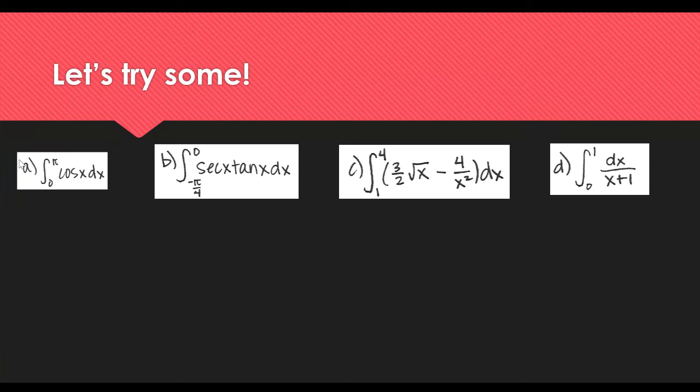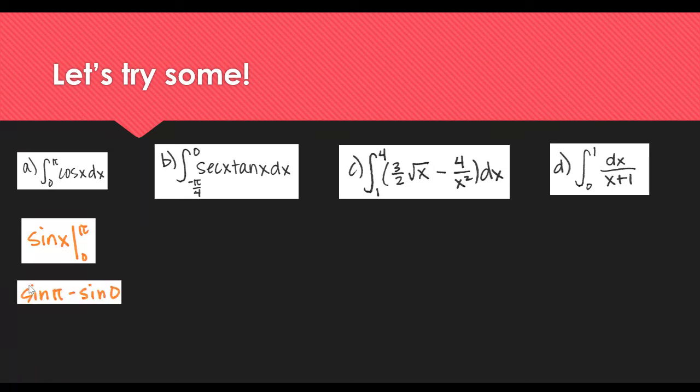So our first example, letter A, we want the integral from 0 to pi of cosine x dx. So the first thing we're going to do is just find the antiderivative of cosine, which is sine, from 0 to pi. And so then that just means I'm going to plug in pi, and I'm going to plug in 0, and I'm going to subtract. So sine of pi minus sine of 0. Well, I know sine of pi is 0. I know sine of 0 is also 0. So that's 0 minus 0, and the final answer is 0.